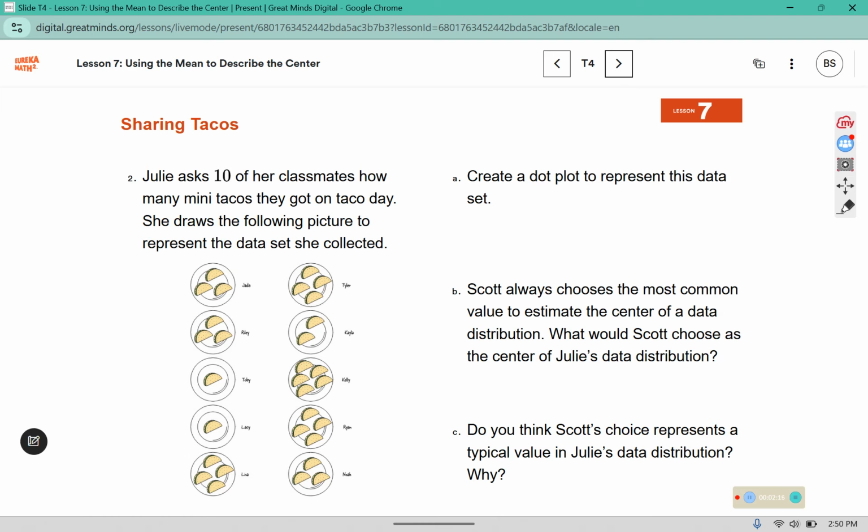Julie asks 10 of her classmates how many mini tacos they got on Taco Day. She draws the following picture to represent the data set she collected. Create a dot plot to represent this data set. The smallest amount I see is 1 taco, and the greatest amount I see is 5.